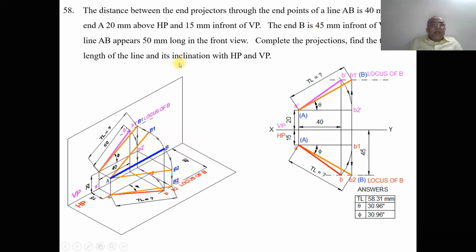As we know that the line AB appears 50 mm long in the front view, that means he has given the front view distance. So the front view of B, b dash, will lie on this end projector. So with a dash as center, taking the radius of 50 mm, cut an arc on this end projector. So you will get this b dash, and then join a dash b dash with a dark line. Once you get b dash, then you will get the locus of B in the front view.